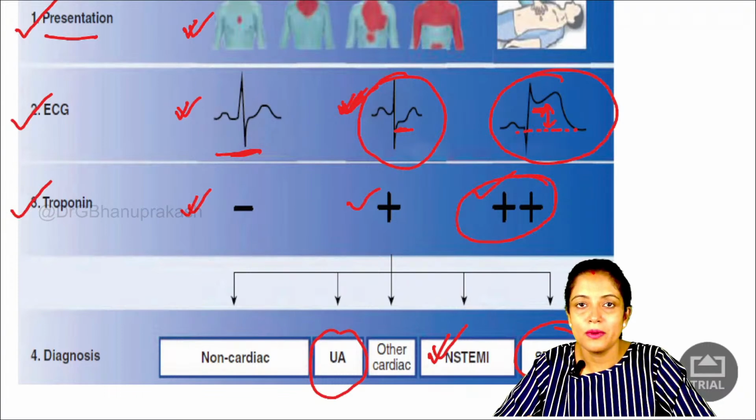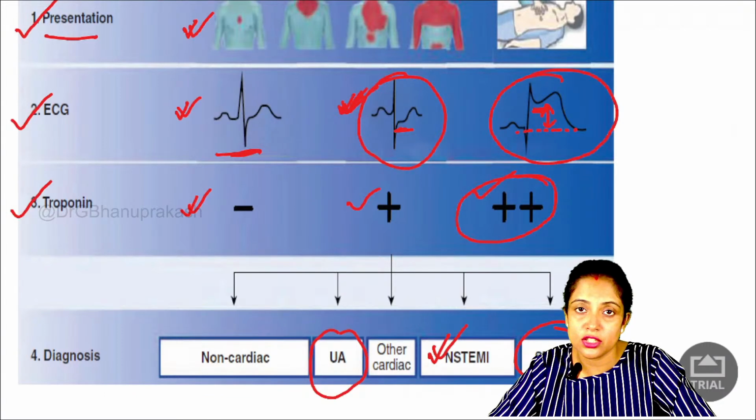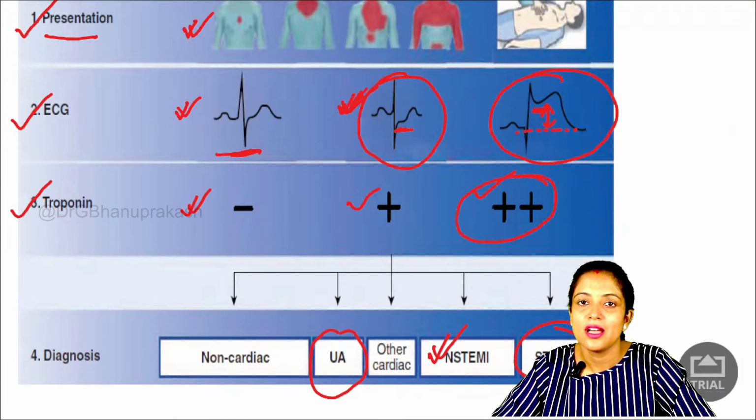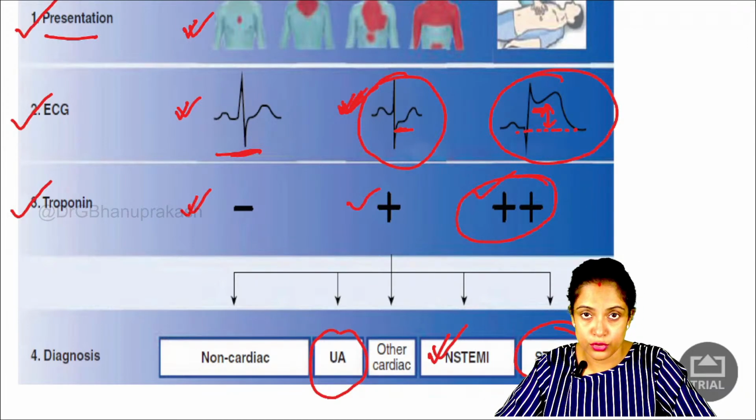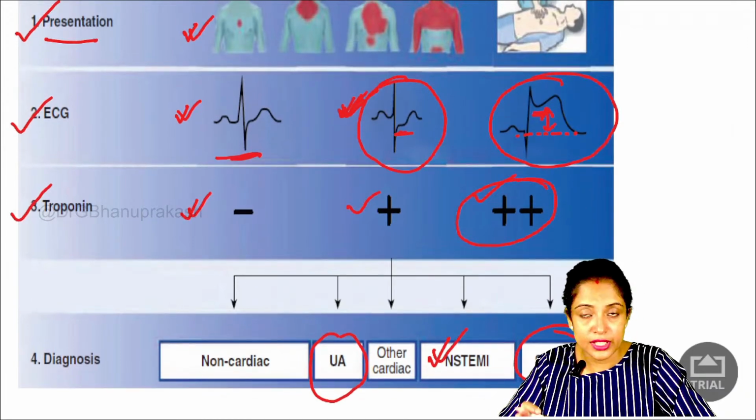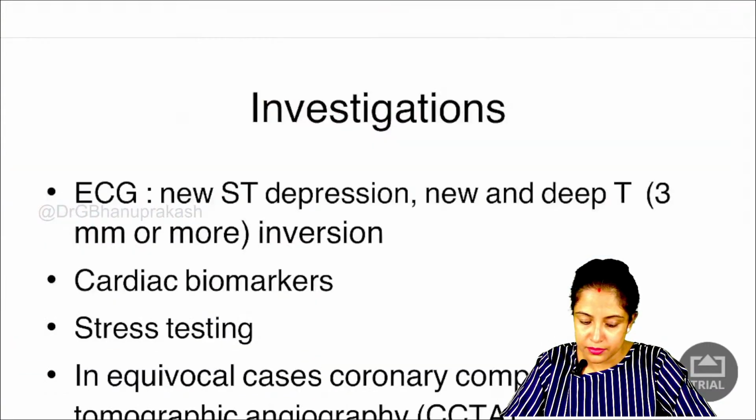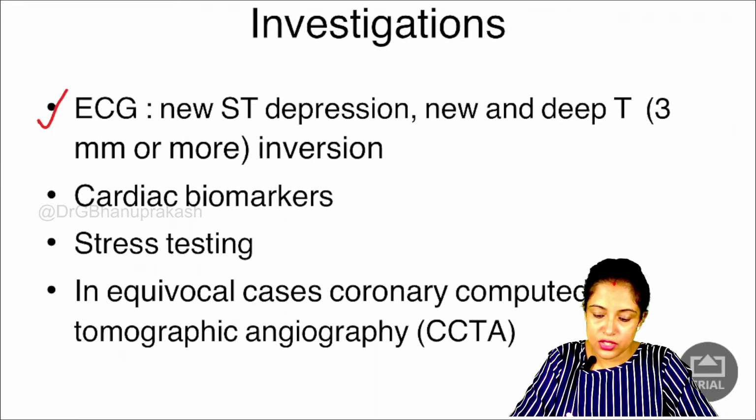So this is how we can do the initial evaluation of a patient who has symptoms suggestive of acute coronary syndrome. Three things: presentation, ECG, and cardiac enzymes.